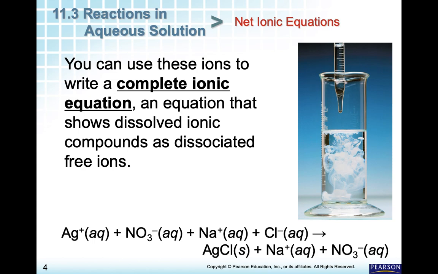The first word that you need to know is complete ionic equation. And that means that you show everything that's aq as individual ions. And so in this case, everything's 1-to-1. So I get one silver ion, one chloride ion, one sodium ion, and one nitrate ion. If it is solid, liquid, or gas, it stays together in a complete ionic equation, and that's why AgCl is still put together.